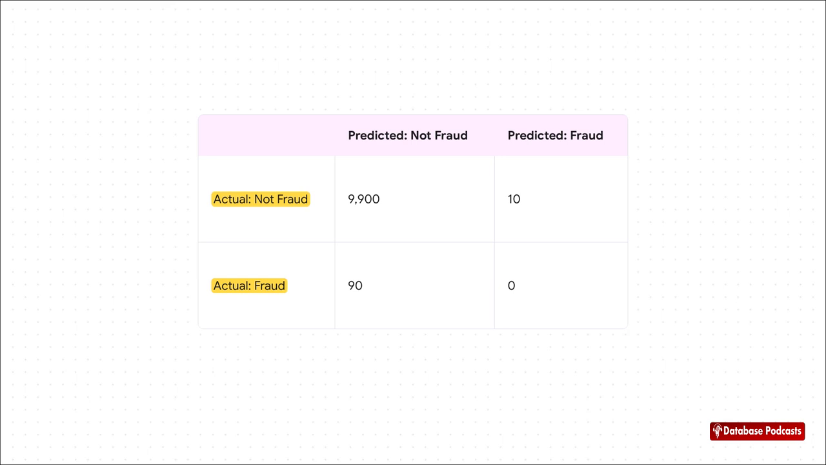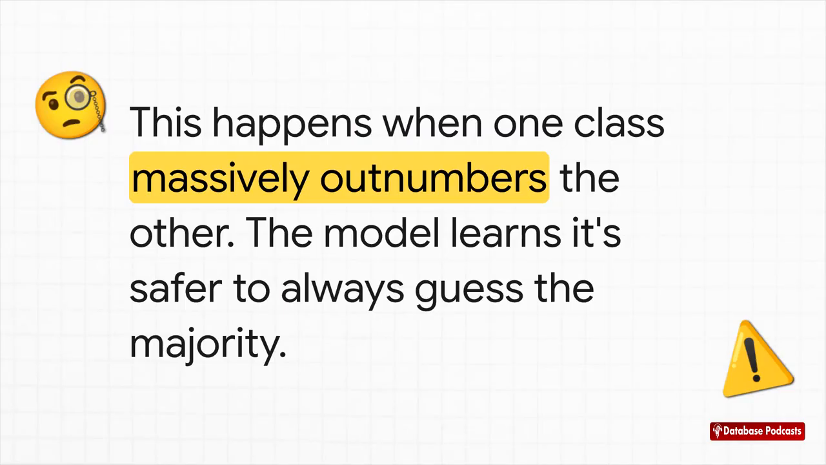The model missed every single case of actual fraud. It got that super high score just by learning a lazy trick: always guess not fraud, because that's the right answer most of the time in this dataset. This is the classic sign of an unbalanced class distribution. When one group, like not fraud, massively outnumbers the other, a model can get a great accuracy score by just ignoring the rare class. And that rare class is usually the one we care about most. For an algorithm that's only judged on accuracy, it's a lazy but effective strategy.